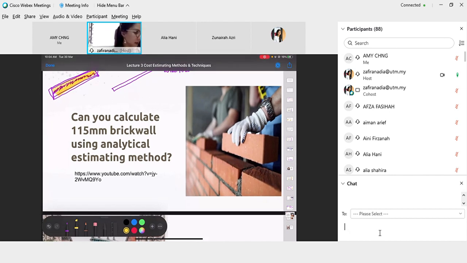Okay, in your e-learning, I have uploaded the build up rate format. So based on the video just now, I want you to calculate the cost for 1 mm brick wall. Its length, I want 1 meter. Its height is also 1 meter.